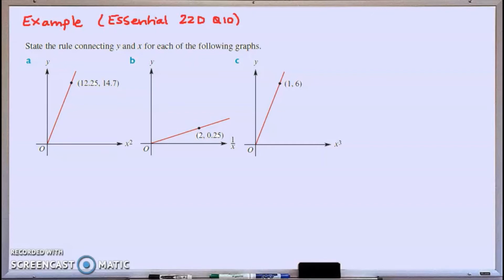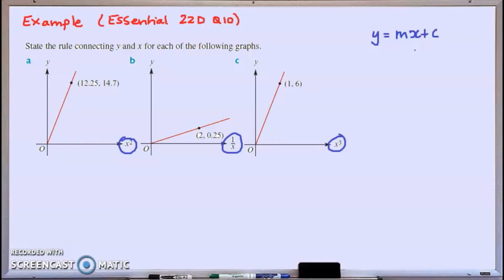Here are a few textbook questions that are asking us to find the equations of these lines. Now you'll notice that they're all straight lines, but they all have your x or your explanatory variable as something other than x, if you will. So because they're all straight lines, the secret in answering this question is to remember our formula for a straight line, or our equation, which is going to be y equals mx plus c.